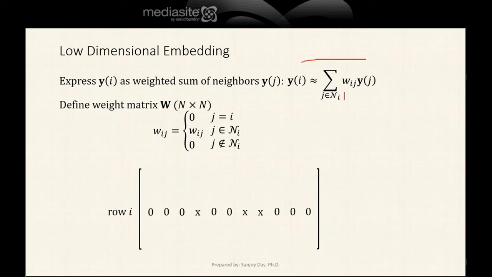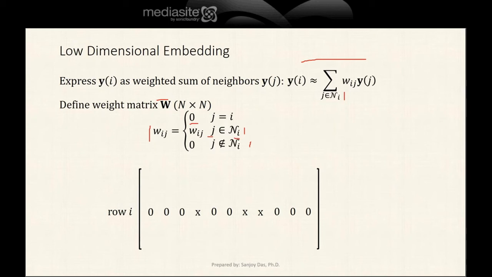sample i. So at this point, let's define a weight matrix, n by n weight matrix. We already have the wij's. What are the wij's? How are they defined? Now, wii is 0. So you don't have a weight for a sample to itself. It's only the sample and its neighbors, j. So wij exists, it's non-zero, when j belongs to the neighborhood of i. And when j does not belong to the neighborhood of i, wij is again equal to 0.